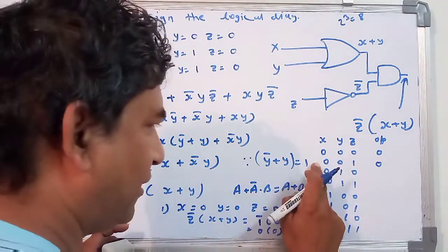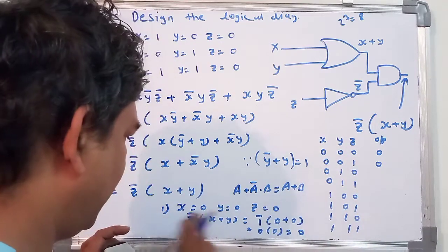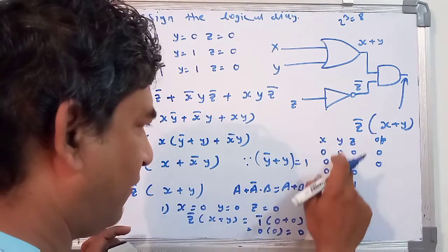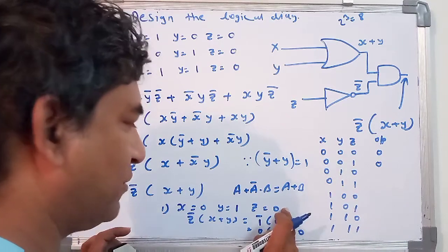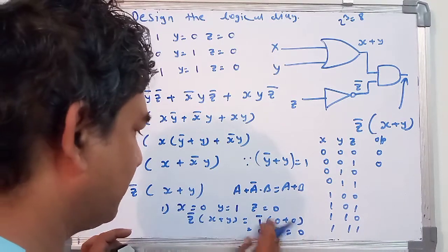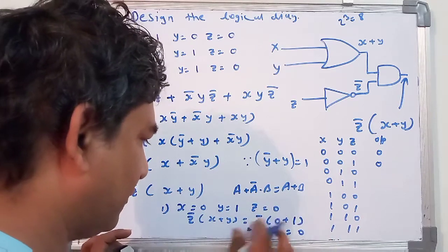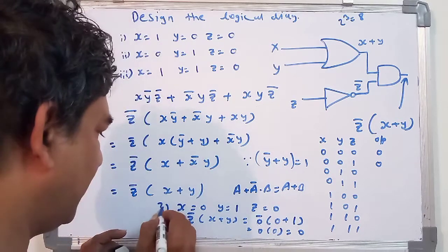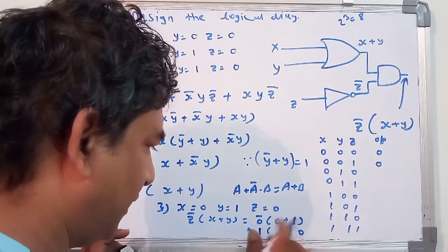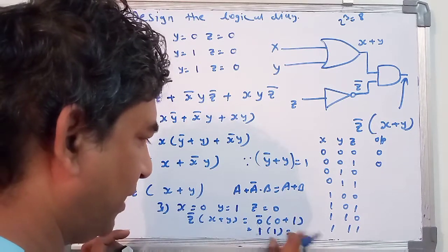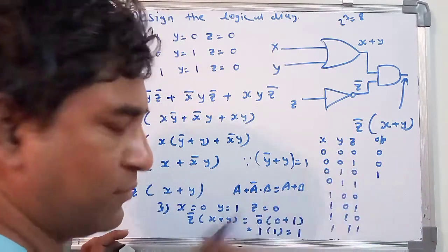Okay, consider the third number. This one is the third. 0, 1, 0. X value is 0, then y value is 1, z value is 0. Now in this equation, x plus y means y is equal to 1 and z is equal to 0. Okay, third number condition. So 0 bar it is 1. 0 plus 1 it is 1. So 1 into 1 you will be getting the value as a 1. So this is the output of 0, 1, 0.